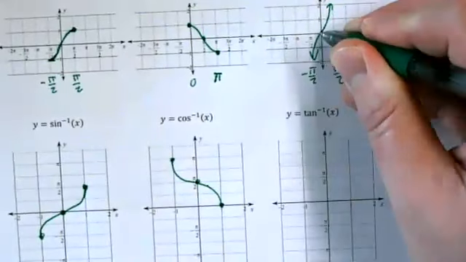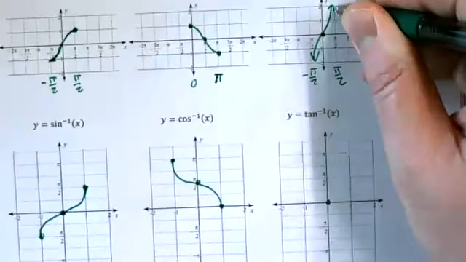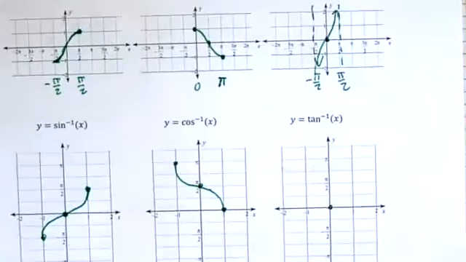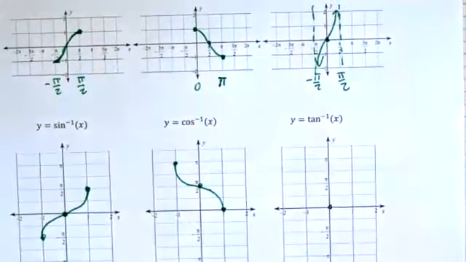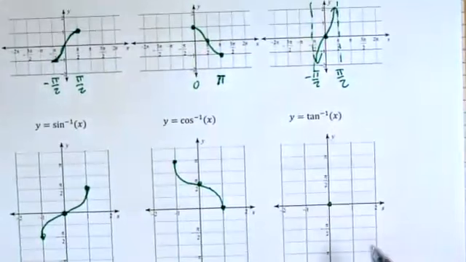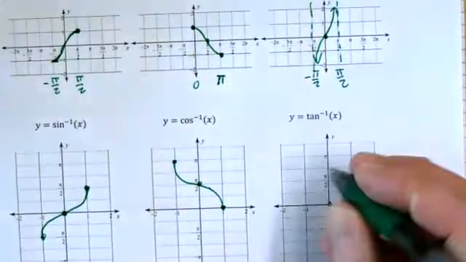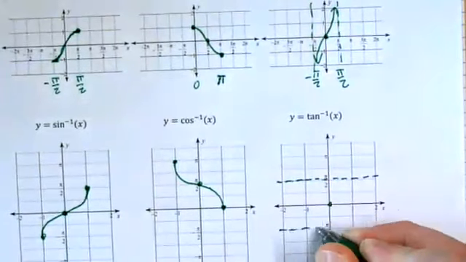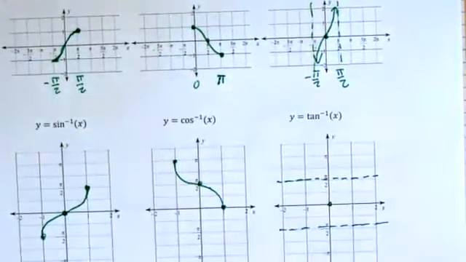The only real point on my tangent is here, but I'm going to go ahead and sketch my asymptotes. My asymptotes were vertical asymptotes before. This time around, they're going to be horizontal asymptotes, and they happen at pi over 2 and negative pi over 2. So I'm making those vertical asymptotes into horizontal asymptotes.